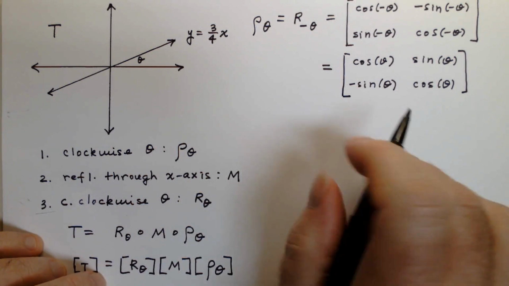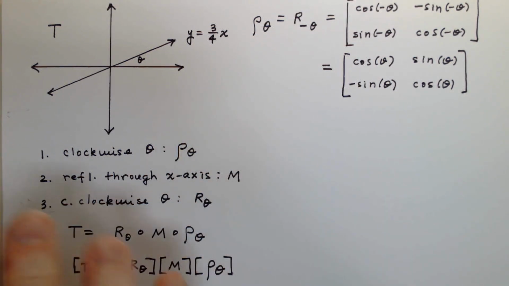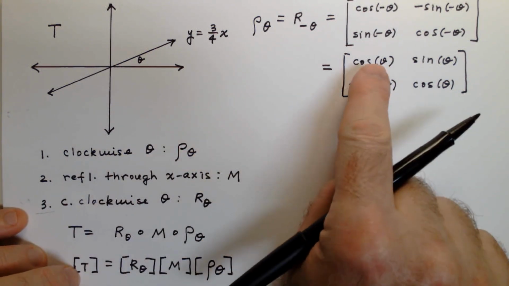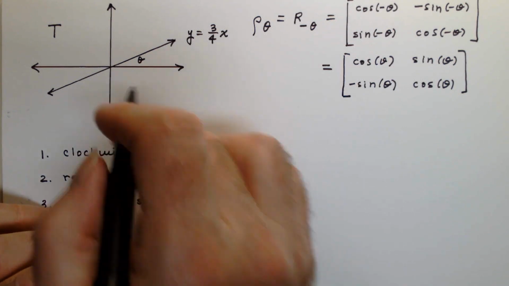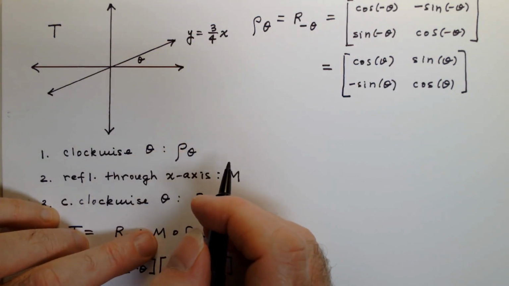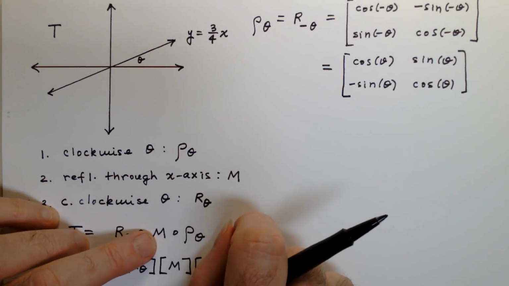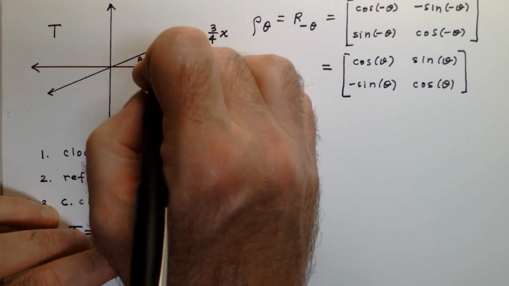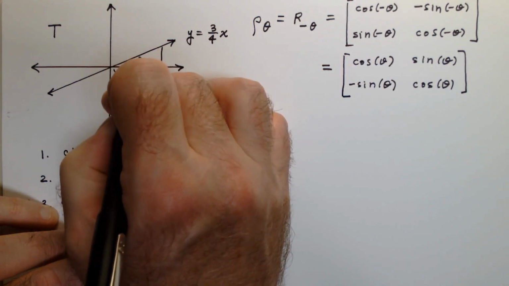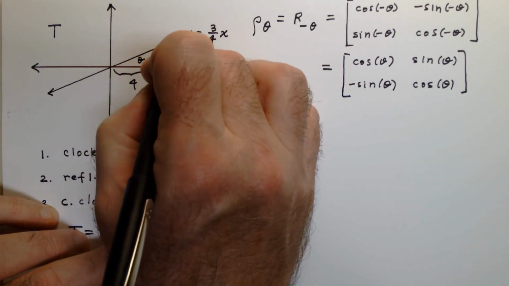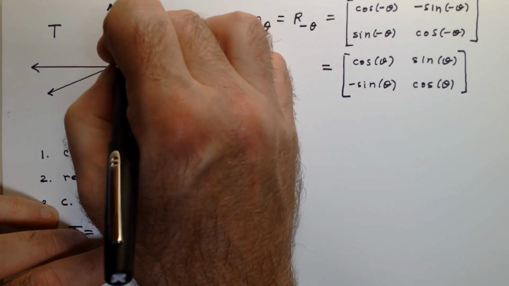So here's a matrix that describes a clockwise rotation through the angle theta. Now we have enough information to work out the cosine and the sine for this angle theta. Let's take a look at a triangle that we can impose in this picture here. Because the slope is 3/4, we know, for instance, that if we go over 4, we'll go up 3. So we can look at a triangle that's got sides of length 4, 3, and a hypotenuse of 5.